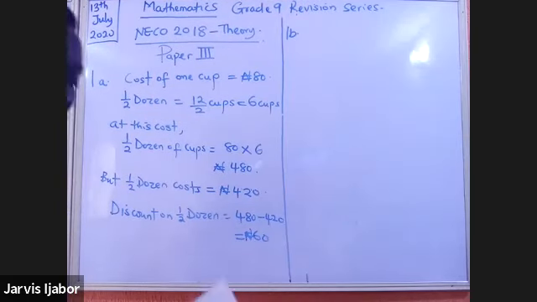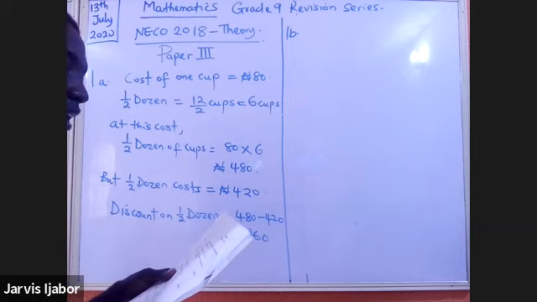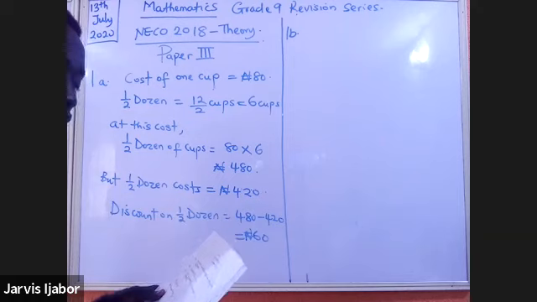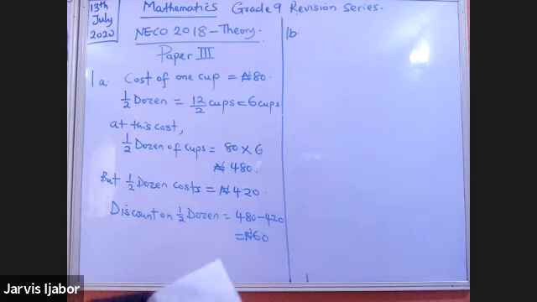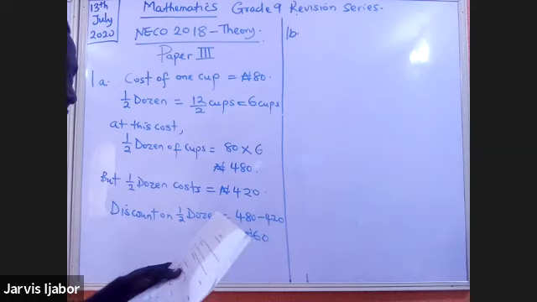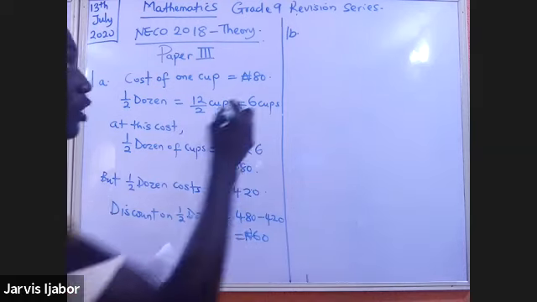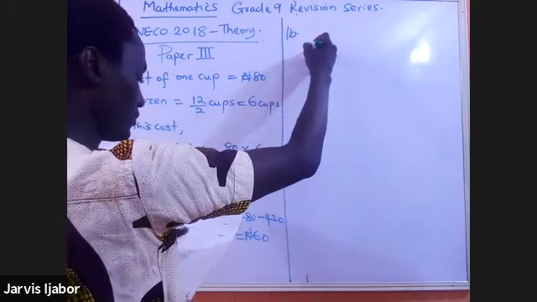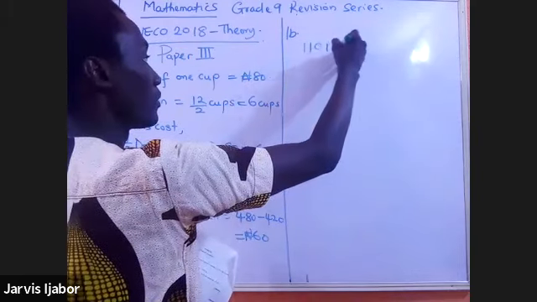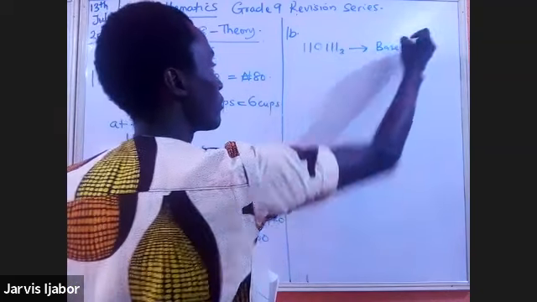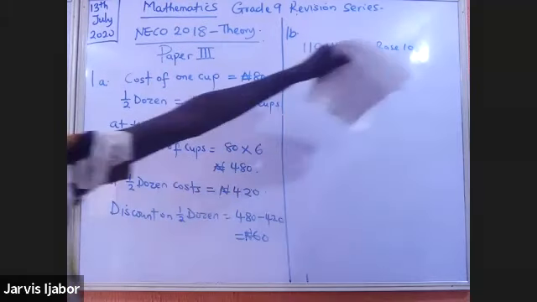In question 1B, it says find the value of y if y base 2 times 101 base 2 is equal to 110111 base 2. How do you handle that question? Very simple. The first thing you need to do is to convert this to base 10.